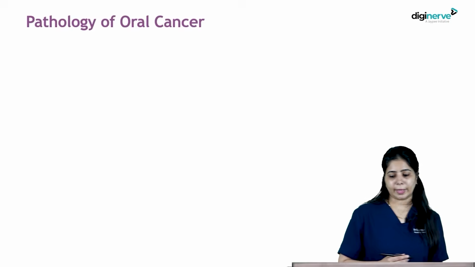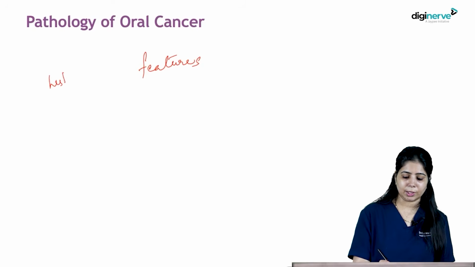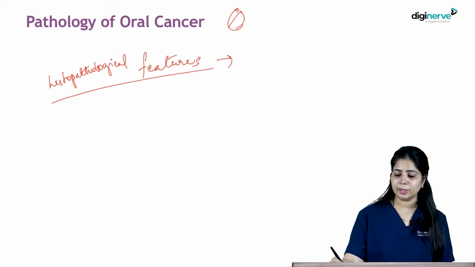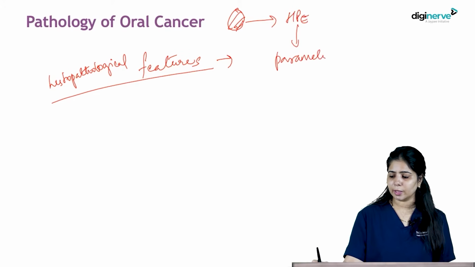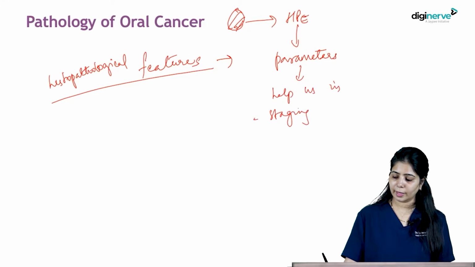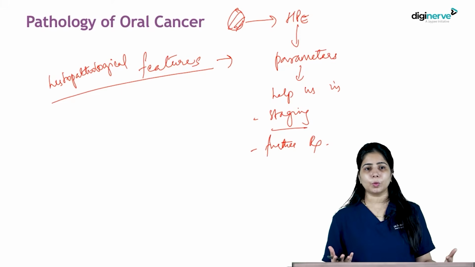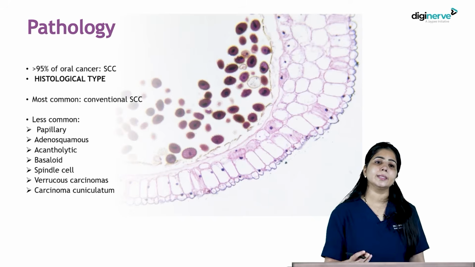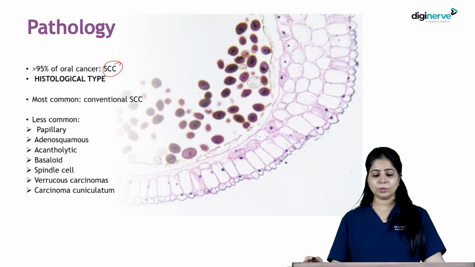Now let's talk about pathology of cancer. So there are a few features, okay, basically histopathological features. Once we remove the tumor and send it for HPE, they give you a few parameters. These help us in staging and of course further treatment. So we will talk about a few things. If a patient comes to you with a pathology report, what are the things which you would look for? Like I said, most of the oral cavity cancers are squamous cell carcinoma. So we will be talking pathology with respect to squamous cell carcinoma.